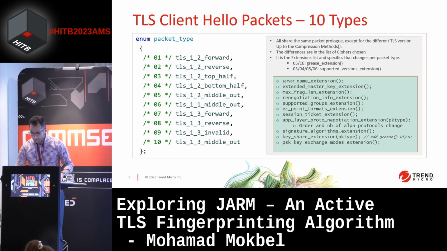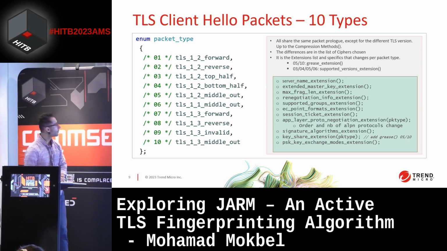Now for the reverse, packet number 8 is the reverse order of packet number 7. So packet number 7 is from strongest to weakest, and number 8 is from weakest to strongest. However, 7 and 8 include the ALPN extension, which we'll get to later.